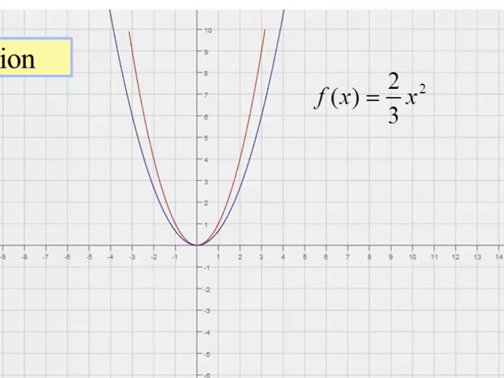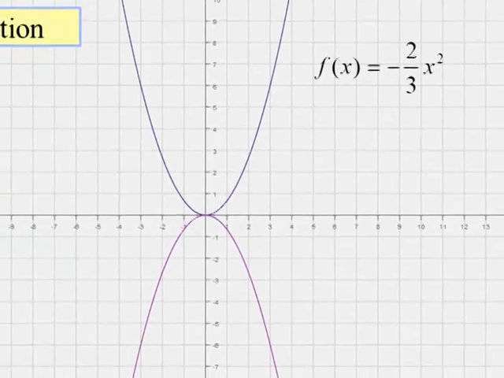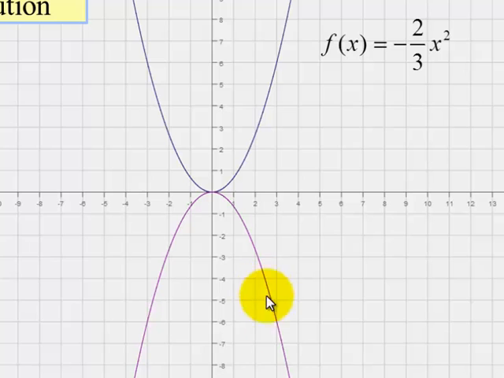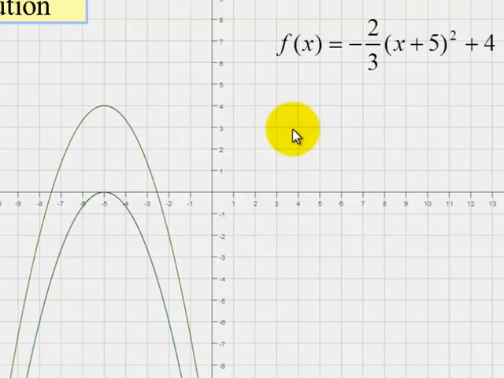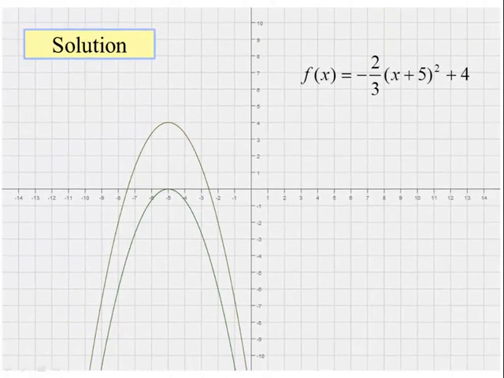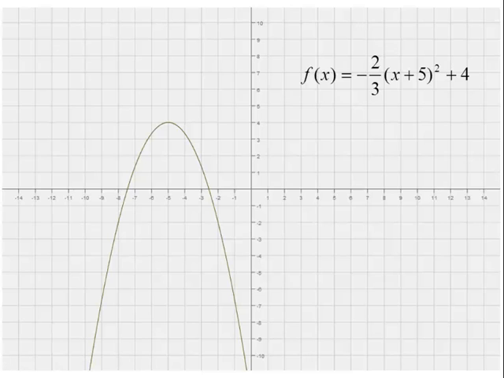Next, since a is negative, we need to reflect it across the x-axis. So we have this. Next is h. Since h is a negative 5, we translate 5 units to the left. And last is the value of k, which is a positive 4. So we take this parabola and we move it 4 units up. And we have our graph.